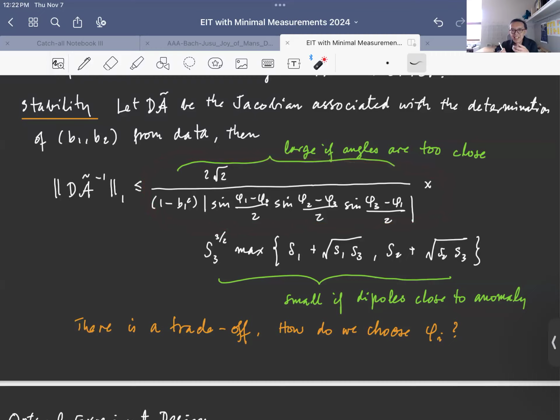So this term tells you that you should put the dipoles close to the anomaly, but this term tells you that you should also spread out the dipoles as much as you can. So there's a trade-off here, and you can ask yourself a question: where should you put the measurements?